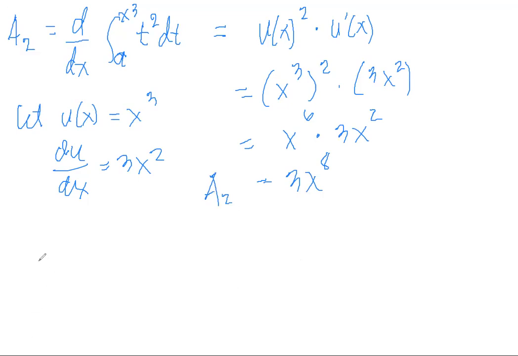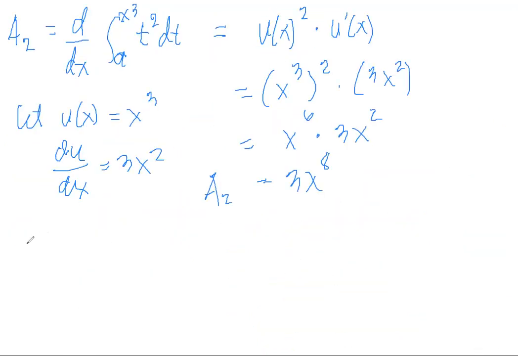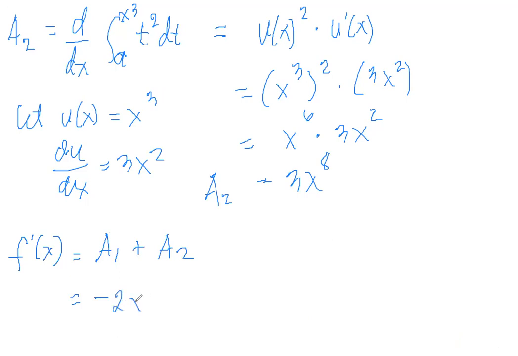Since we need to get the derivative of f of x, we have the derivative of f of x equal to a sub 1 plus a sub 2. Our a sub 1 is negative 2x raised to 5, and our a sub 2 is equal to 3x raised to 8. So this is now our derivative of f of x.